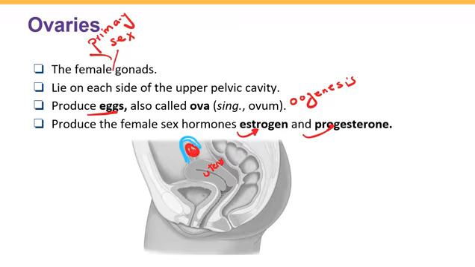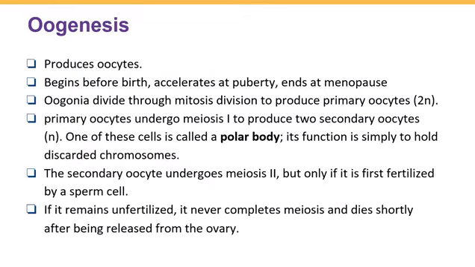Okay, speaking about oogenesis, let's see. Oogenesis is the process of producing the oocyte, which we know happens in the ovaries. Oogenesis actually begins before birth, accelerates at puberty, and ends at menopause. So this process has a long lifespan. If you compare it with spermatogenesis, spermatogenesis has a longer lifespan because it never ends and continues during their lifespan. But oogenesis ends at menopause.